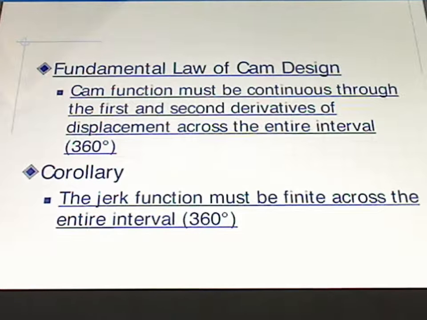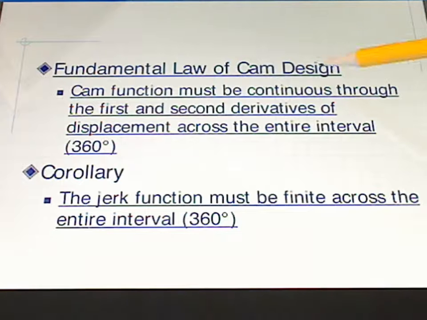Let's continue our discussion of CAM design by first starting again with the fundamental law of CAM design and its corollary. What we have for the fundamental law of CAM design is as follows. A CAM function must be continuous to the first and second derivatives of displacement across the entire interval. That's 360 degrees. And the corollary of that is that the jerk function must be finite across the entire interval.